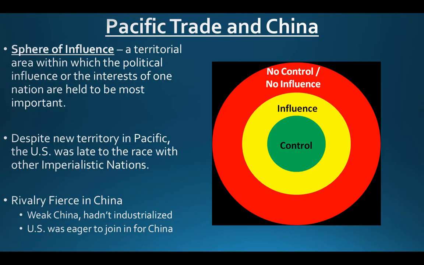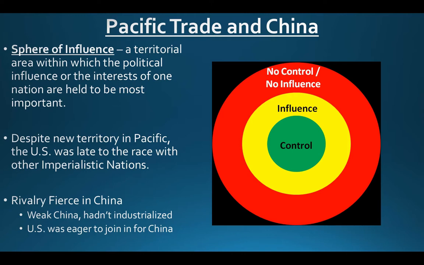As we continue to head even farther west, all the way across the Pacific, there's one other key term that you should really be aware of, and that's the idea of this sphere of influence, which really just means a territorial area within which the political influence or the interests of one nation are held to be the most important. And I have this little picture here on the right that gives you an idea, right? You can have direct control over something, and then a little farther out, you're going to have indirect control. You might control the leaders of the country, and you try to manipulate them to do what you want, and then as you get a little farther out, you're going to have no control, right?